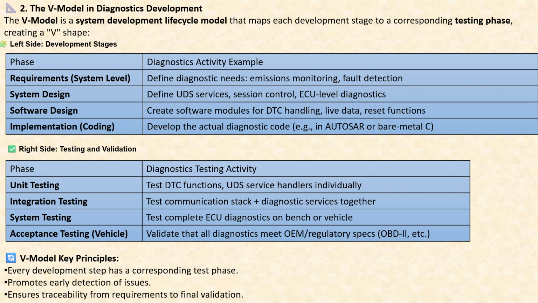Now, the V model key principles. Each early development step has a corresponding test phase. It promotes early detection of issues and ensures traceability from requirements to final validation. So, these are the V model key principles that need to be clearly adhered to or clearly emphasized while developing any vertical through the V model.